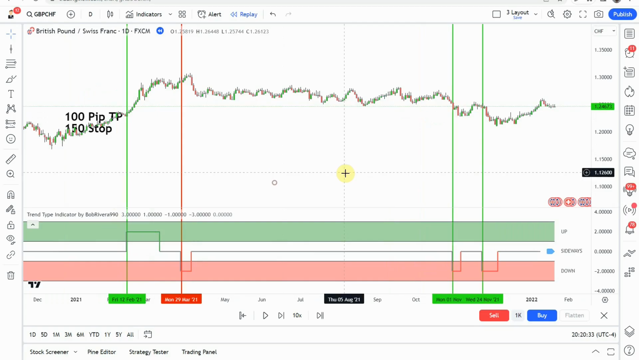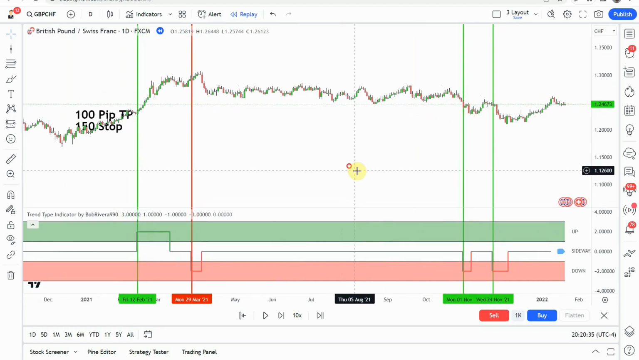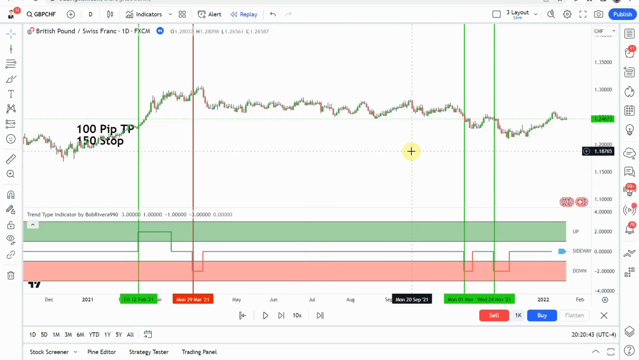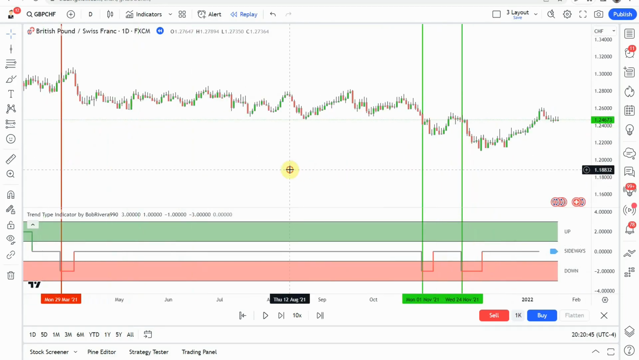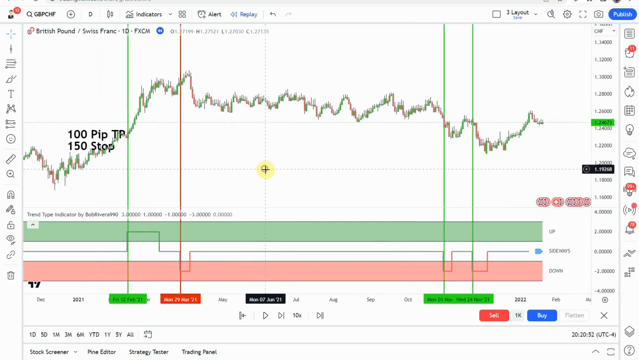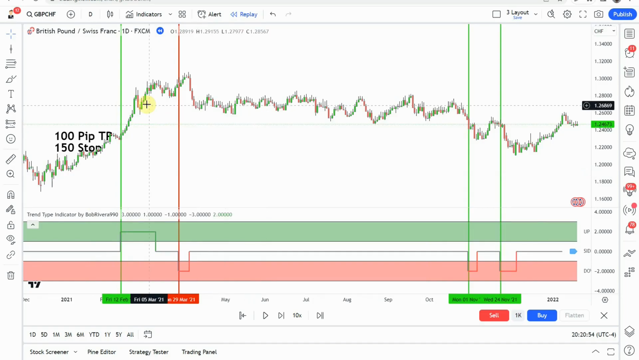Let's go ahead and scroll this back a little bit. And you can see we have 1, 2, 3, and 4 trades, and we have 3 winning trades. And so that is going to meet the 60% criteria that we were looking for. And so this indicator is interesting. I do feel like it did pretty well.